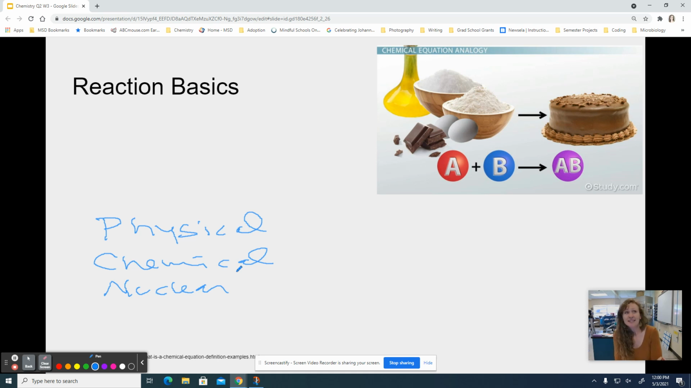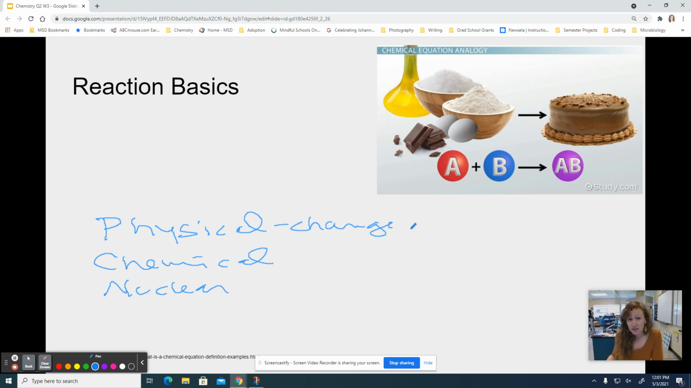Now, we talked about chemical and physical reactions, or chemical and physical changes, and a little bit about nuclear changes way back at the beginning of the year, probably within our first week. So now would be a really good time to pause the video and see, can you write a definition or give me an example of what a physical reaction is, what a chemical reaction is, and what a nuclear reaction is.